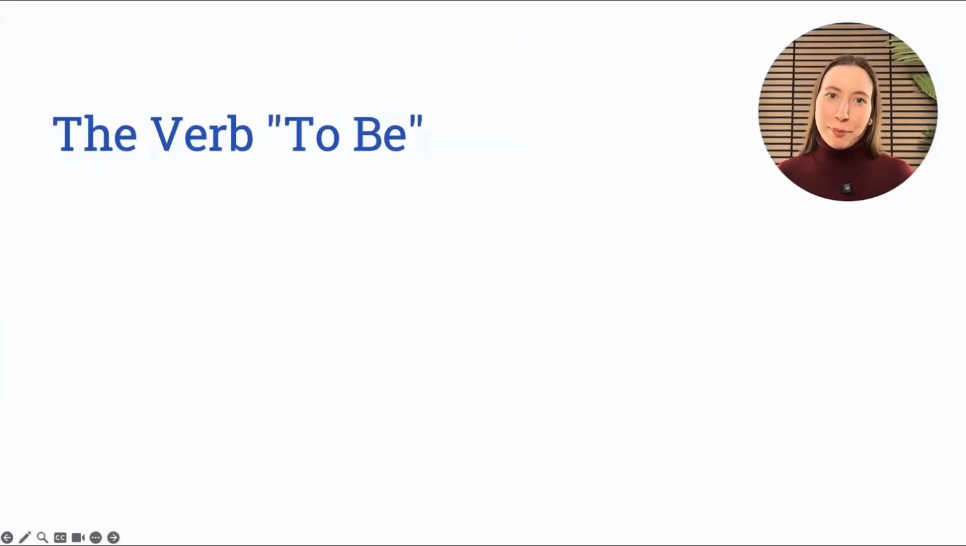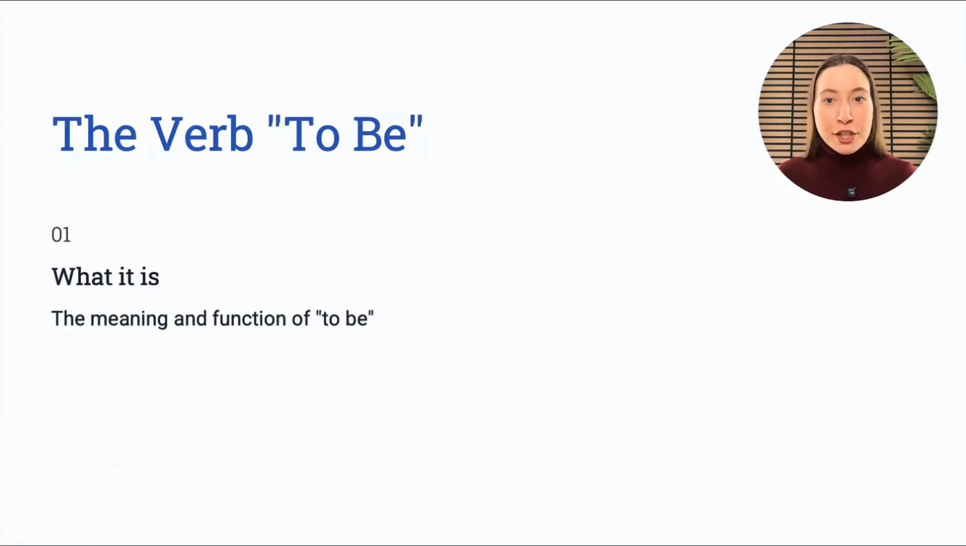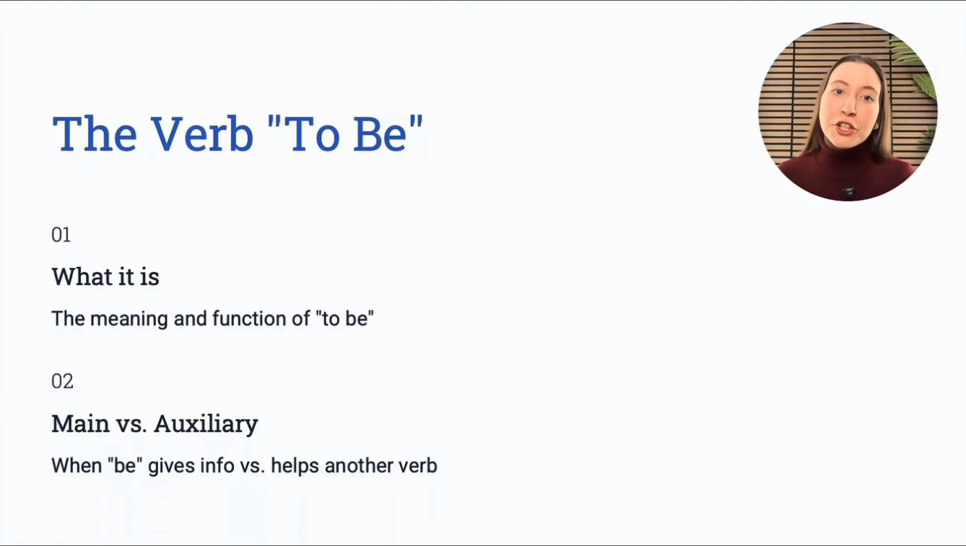Hello and welcome back. I'm Dasha Langway, and today we're talking about one of the most important verbs in English, the verb to be. And even though it looks simple, it actually does a lot of different jobs. In this lesson, I'm going to explain what the verb to be is, the difference between situations where be gives the main information, meaning it works as a main verb, and situations where it helps another verb, meaning it works as an auxiliary verb.